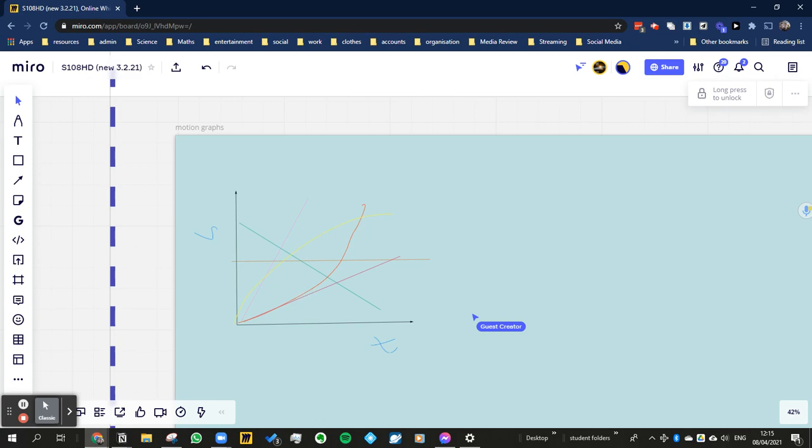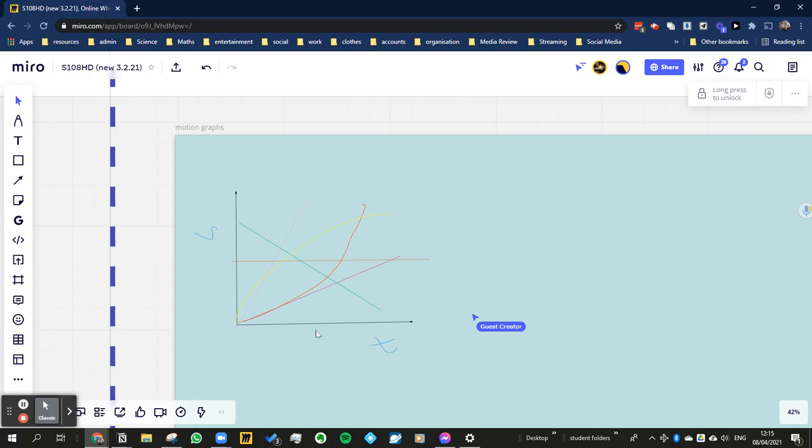The red line, this curve here, is getting steeper, which means the acceleration is increasing as time goes on. And the yellow line, the gradient is getting less steep, so the acceleration is reducing over time.